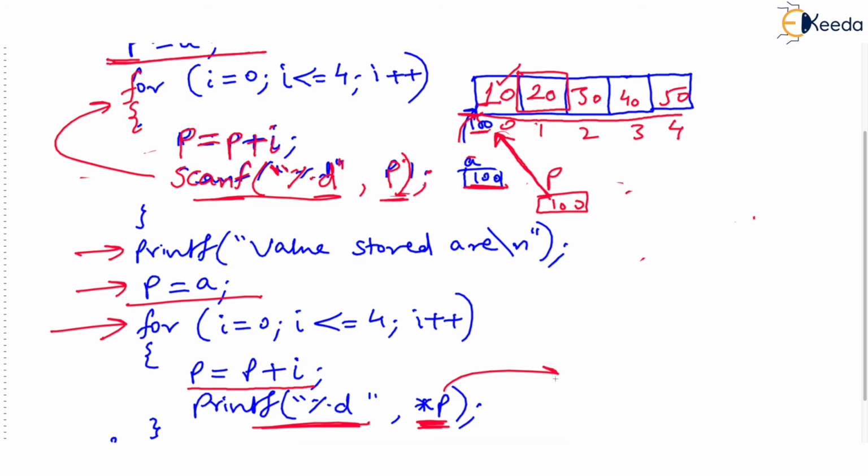Note, this is equivalent to writing a[i], or this is equivalent to writing asterisk (a plus i). Or we can make a pointer, ask it to point to a[0], the beginning address, and then simply say asterisk p. Asterisk p will give us the value.